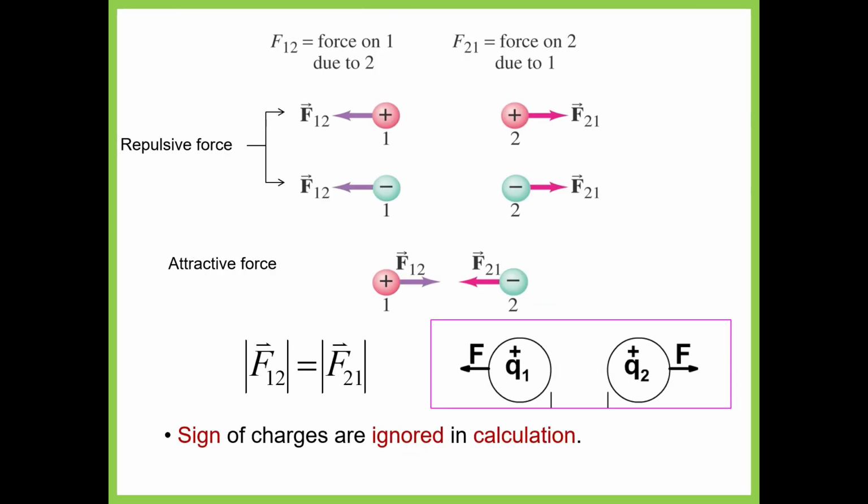Let us talk about the symbol of the force. We have F12 and F21. This is charge number 1, this is charge number 2. F12 means the force acting on charge number 2 due to charge number 1. And F21 is the force acting on charge number 1 due to charge number 2. And for your information, both of these forces have the same magnitude.